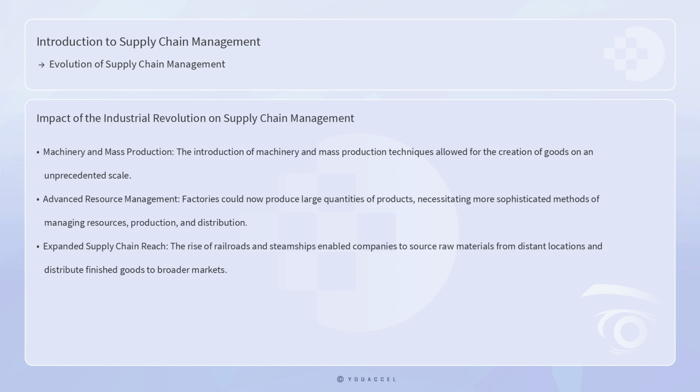The Industrial Revolution of the 18th and 19th centuries marked a pivotal shift in supply chain management. The introduction of machinery and mass production techniques allowed for the creation of goods on an unprecedented scale. Factories could now produce large quantities of products, necessitating more sophisticated methods of managing resources, production, and distribution. The rise of railroads and steamships further expanded the reach of supply chains, enabling companies to source raw materials from distant locations and distribute finished goods to broader markets. This period laid the groundwork for modern supply chains by introducing the necessity for logistics and inventory management.